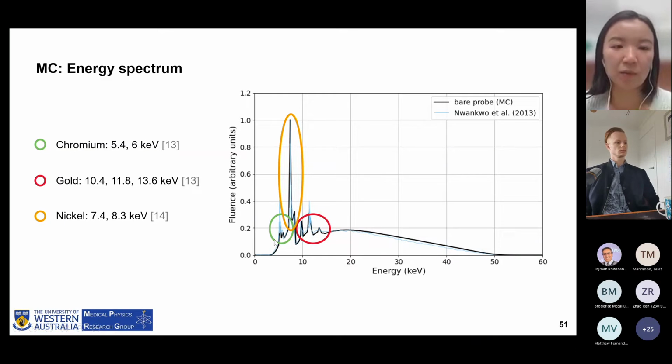So these two peaks at the beginning are from chromium. These middle ones are from nickel and the higher ones are from gold.